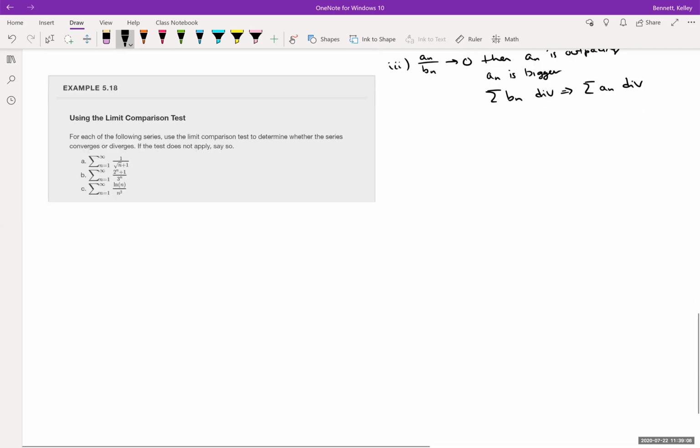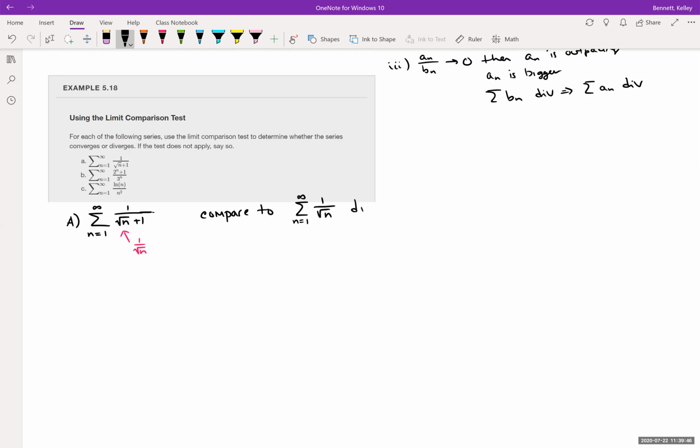So let's do these 3 examples really quickly. The sum from n equals 1 to infinity of 1 over the square root of n plus 1. So again, you're still looking at that first term. That plus 1 isn't doing anything for us. So you want to compare this to 1 over root n. That's what we're getting at. One over root n is a divergent p series with p equals 1/2.